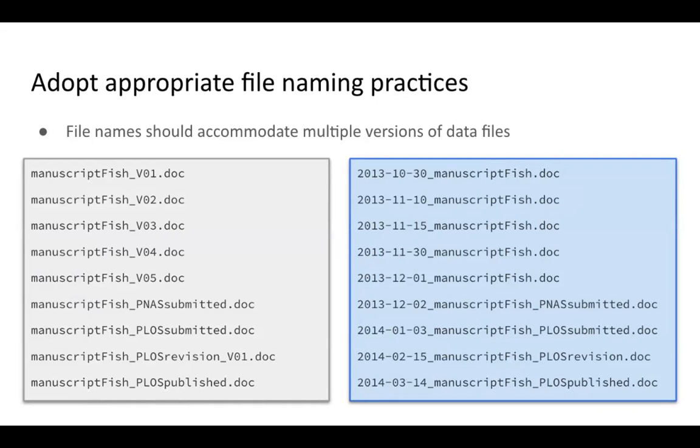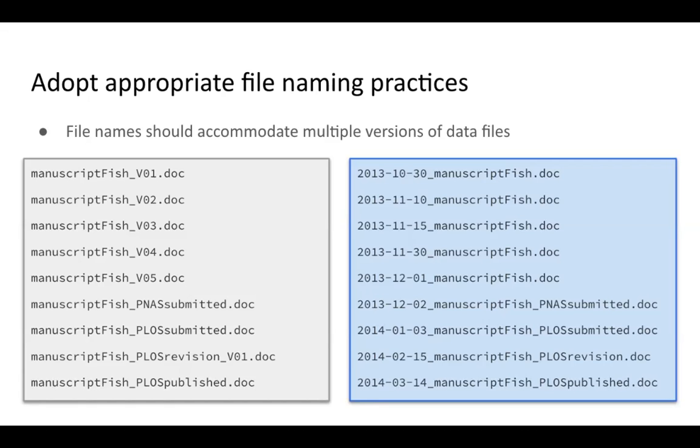All right, and lastly, we want to adopt appropriate file naming practices. This wouldn't be a data management webinar if we did not talk about file naming practices. Ideally, you want your file names to accommodate multiple versions of data files. The basic way is to incorporate versioning information into your file names. So when creating new versions of your files, you should record what changes are being made to the files and give the files a unique name. So you include maybe a version number, such as V01 or V02 or V2.1.